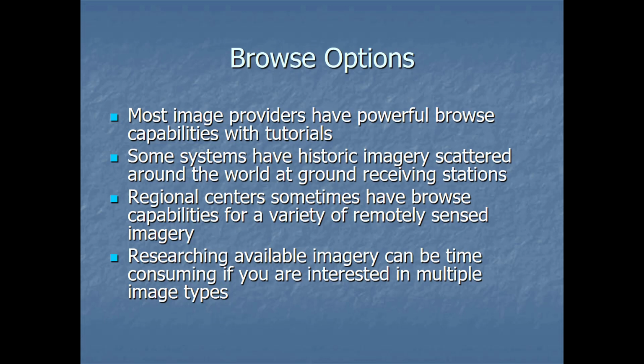Regional centers sometimes have browse capabilities for a variety of remotely sensed imagery, and researching is available to you, but researching imagery can be time consuming. So if you're interested in multiple image types, you want to really focus your efforts and not spend too much time looking at all the possibilities. Refer back to your objectives and become very focused on what it is that you're searching for.